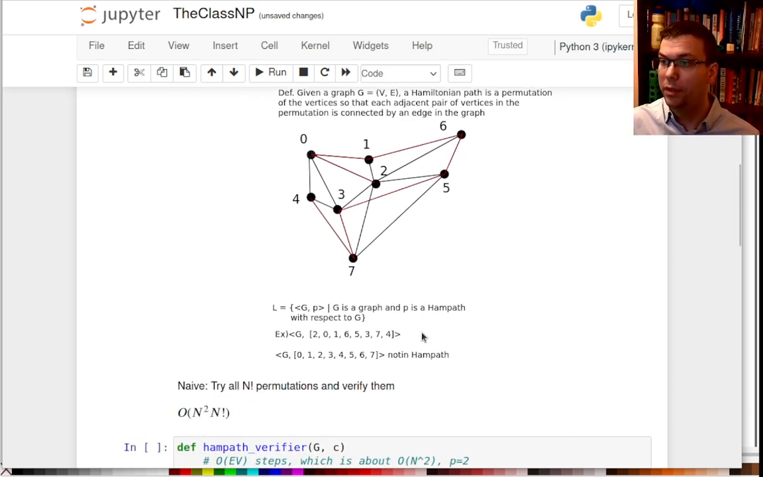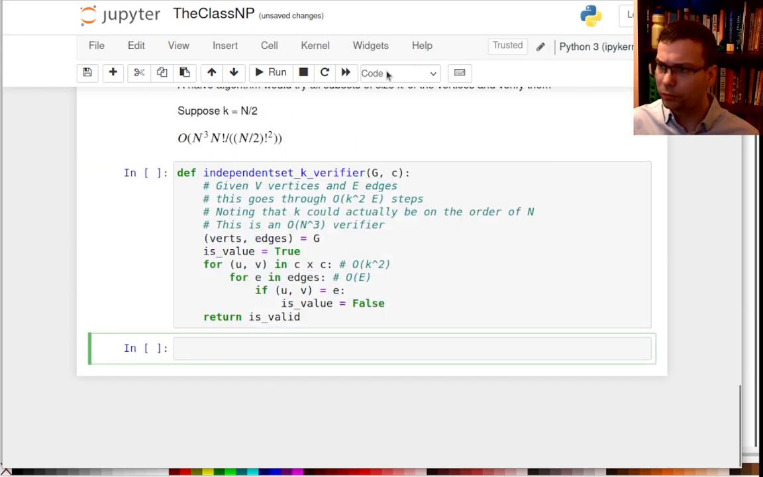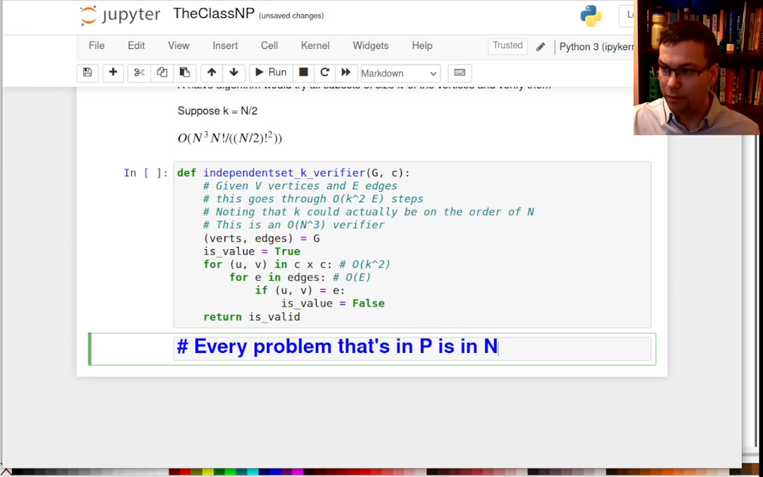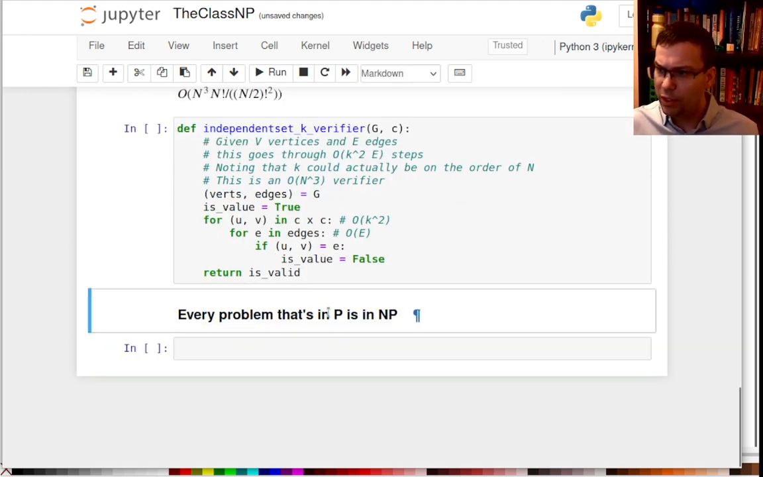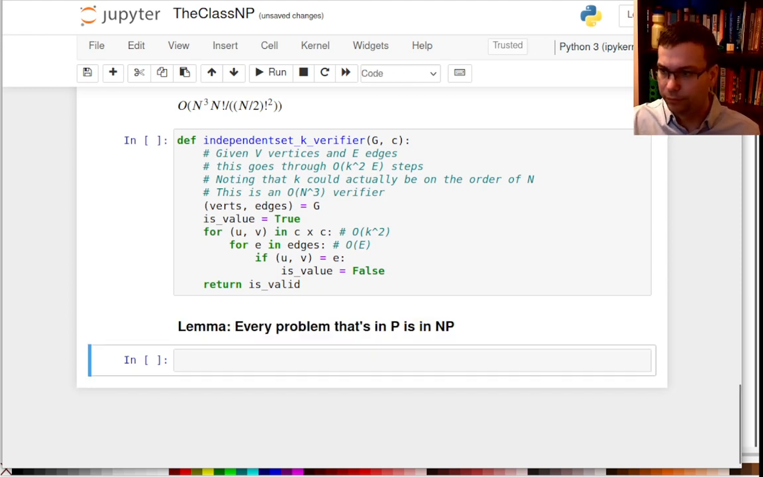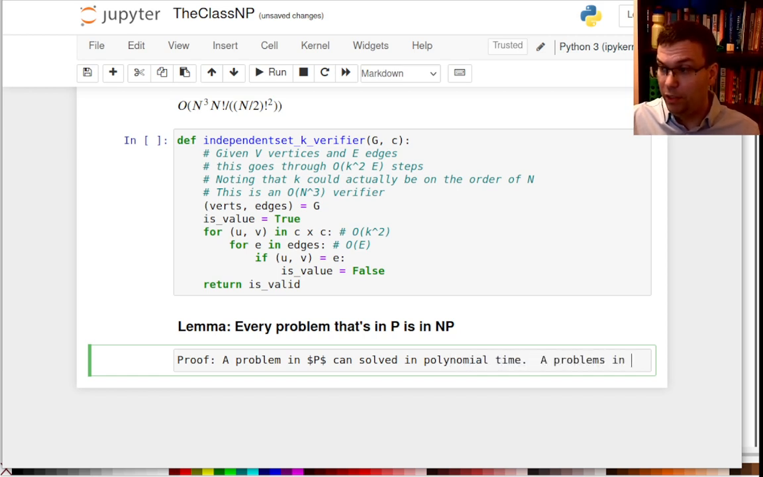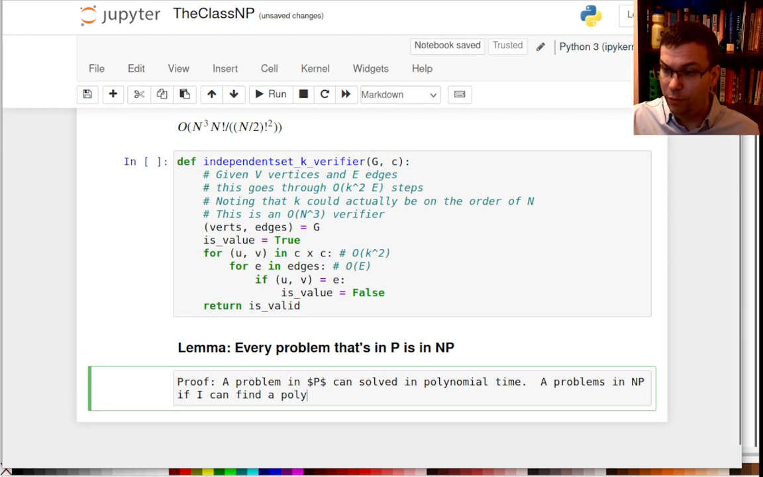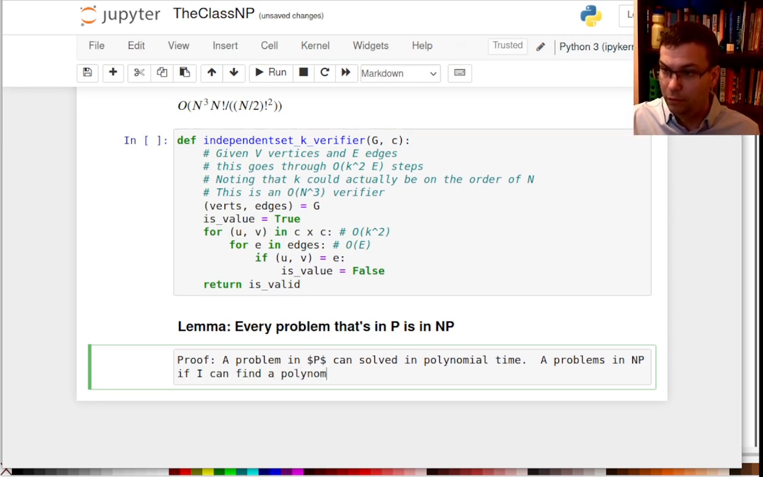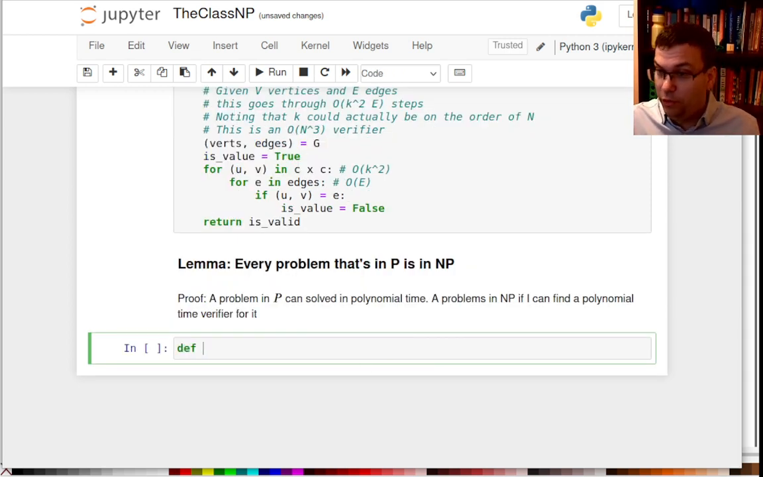But one thing that's a little bit easier to say is that every problem that's in P is in NP. So I guess I'll say this is a lemma. Proof here: a problem in P can be solved in polynomial time. A problem is in NP if I can find a polynomial time verifier for it. So let me construct a polynomial time verifier for this problem.